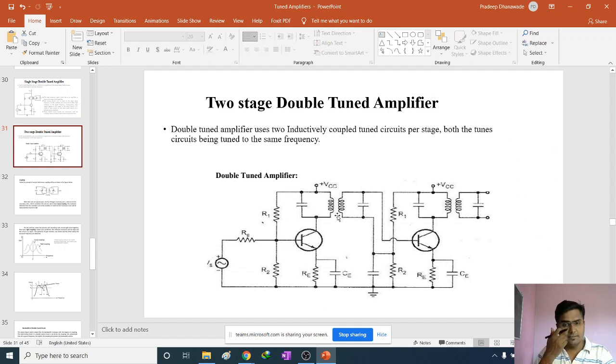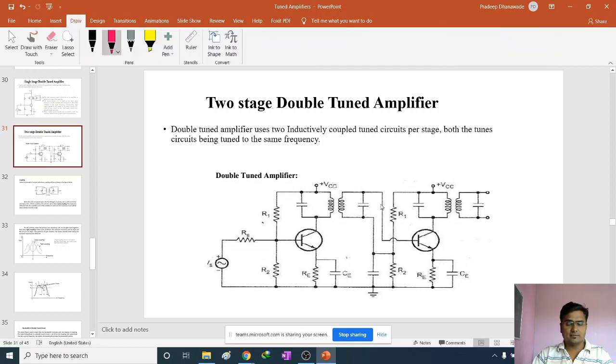Just check, screen is visible. Yes, sir. Okay, very good. If screen is visible, then let us start with what we had in last lecture.